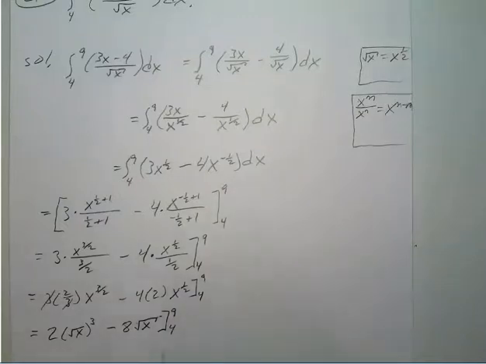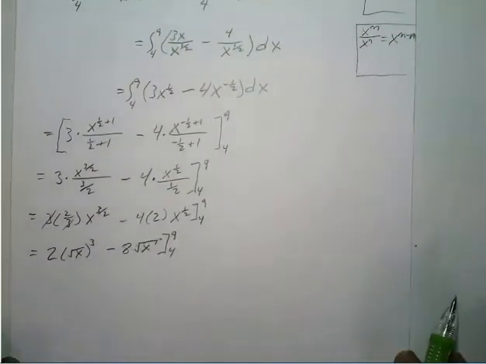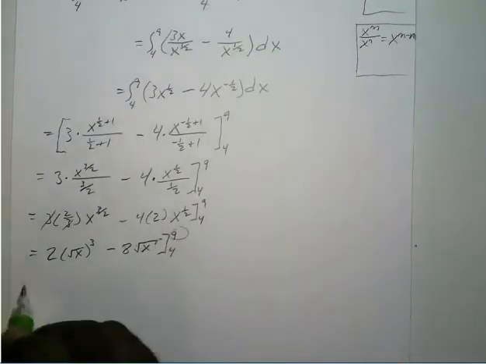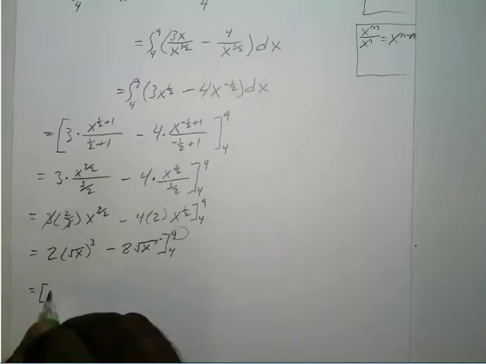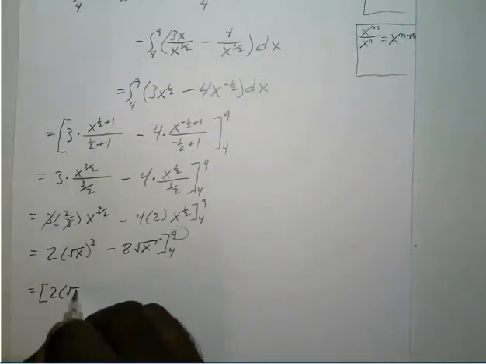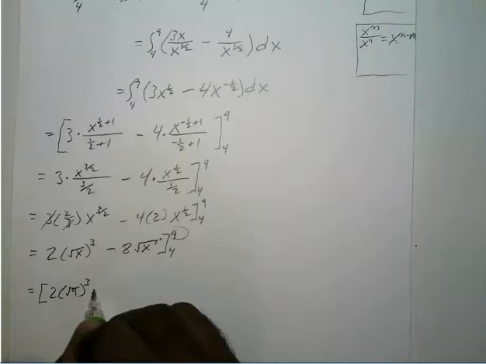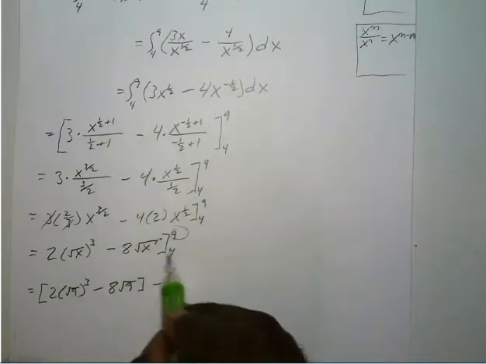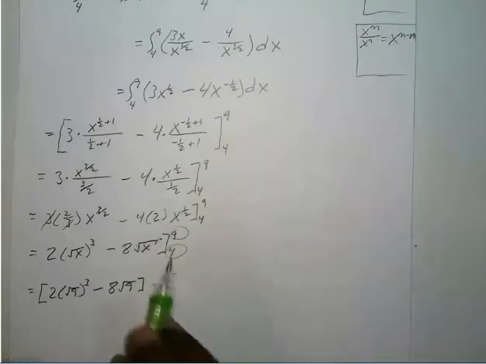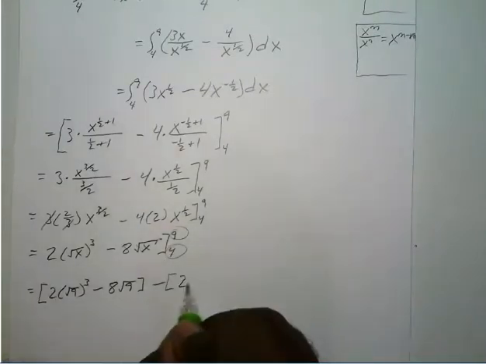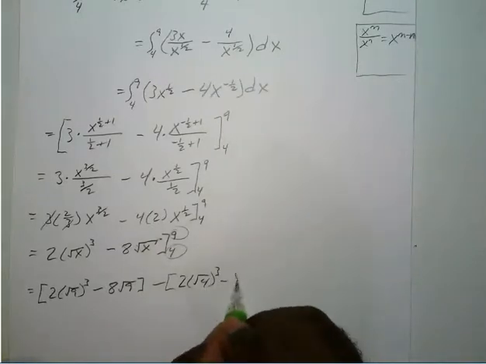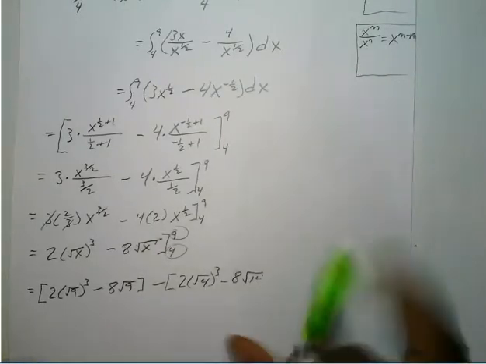All right, so now we just go ahead and plug in our values. So we plug in our 9 into both of those terms. So that's going to equal 2 times square root of 9 to the 3rd minus 8 times square root of 9, minus, now we plug in our a value, 2 times square root of 4 to the third power minus 8 times square root of 4.